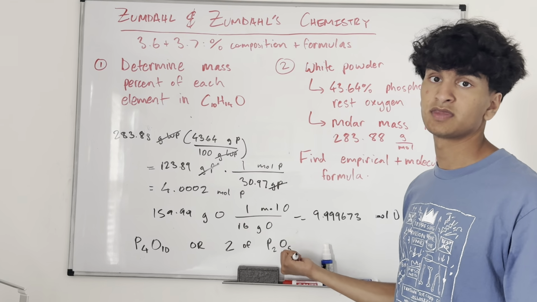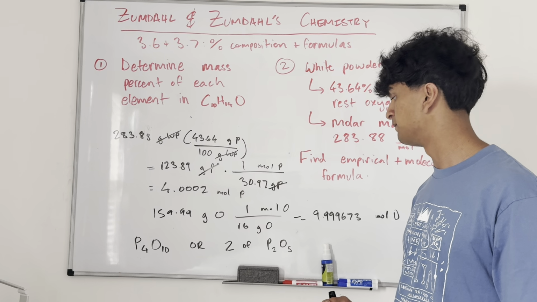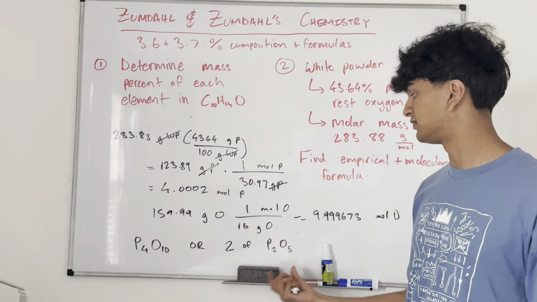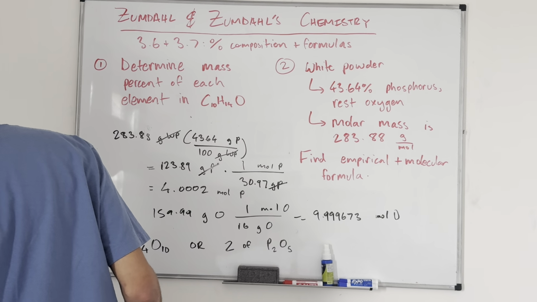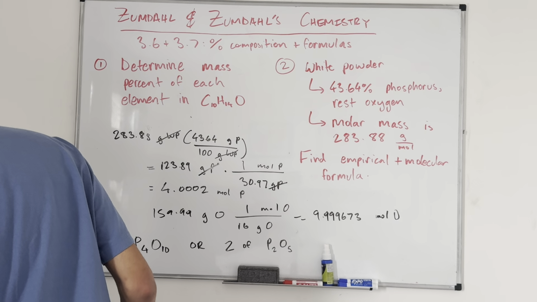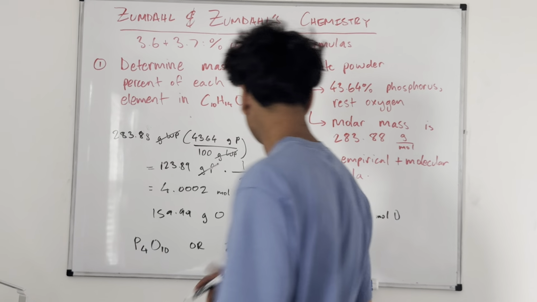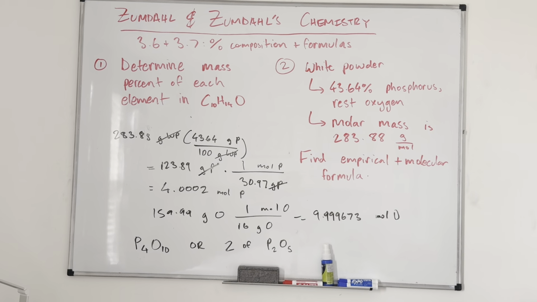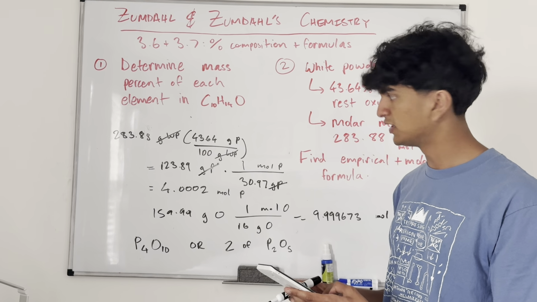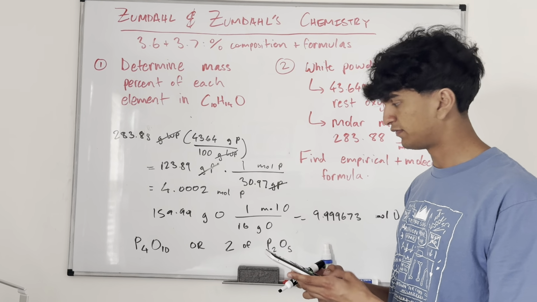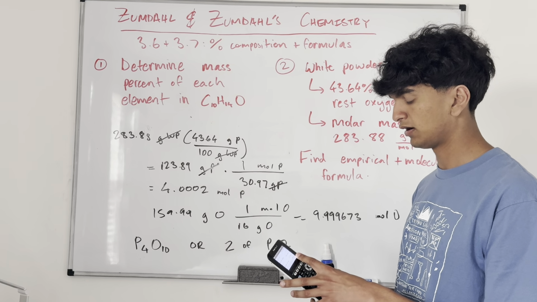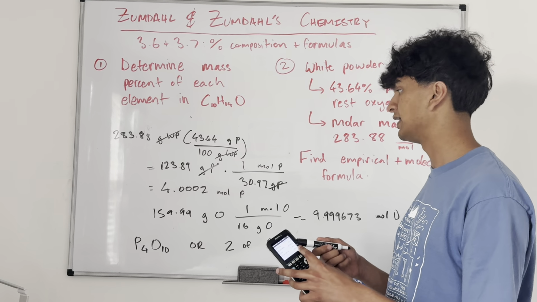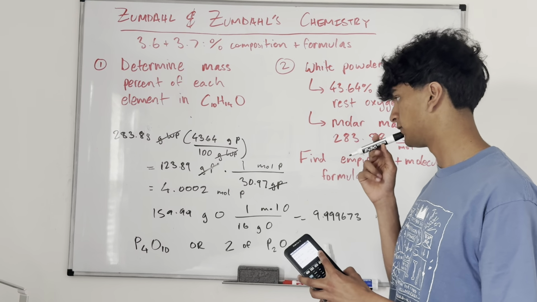This is the empirical formula. It's reduced ratios. Let me check the answer on this, but I'm pretty sure this seems like the correct answer. Let me find the answer. Yeah, this is the correct answer. So this would be the empirical, right? But obviously, when you add these two masses, 123.89 plus 159.99, you get 283.88. All right? So 283.88, that's obviously what we started with.